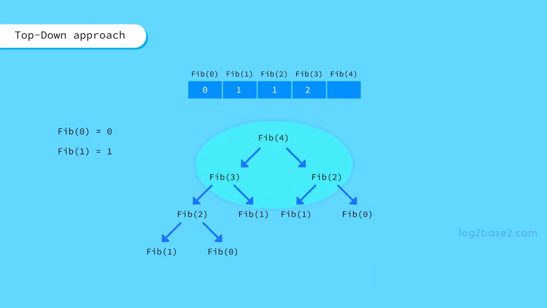Now fib of 4 should be calculated, and it is not already stored in the array, so compute it. That is fib of 3 plus fib of 2, that is 2 plus 1 equal to 3, and it will be stored. This is how memoization avoids the recomputation of the same sub-problem in the top-down approach.